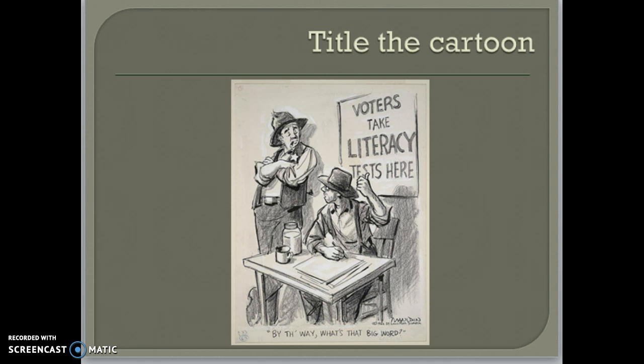So starting off with an old political cartoon, take a moment and make some observations, and then think of a title for the cartoon and how it might relate to some of what we'll be talking about.